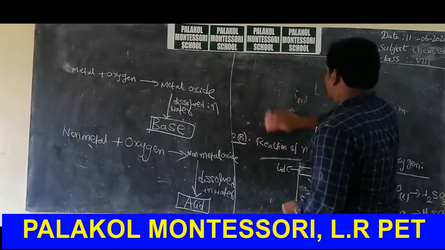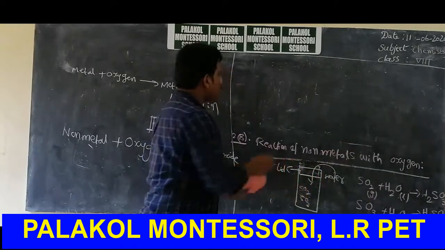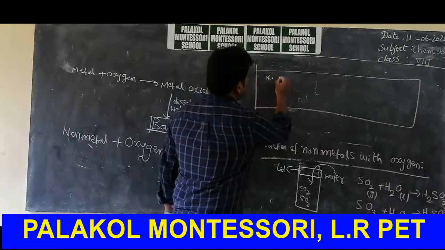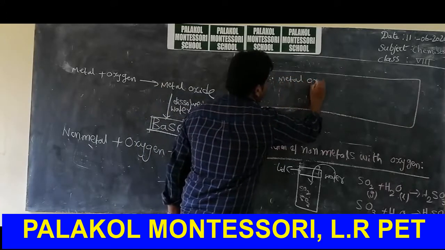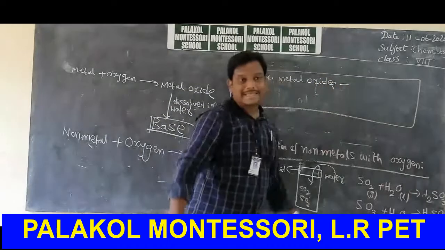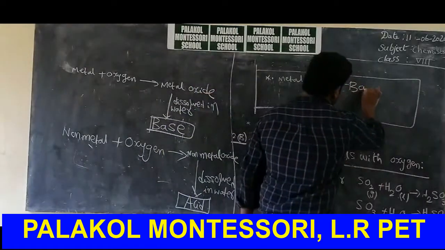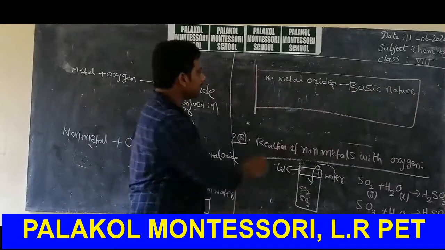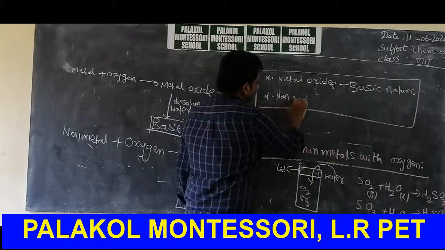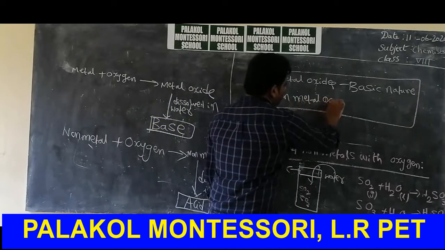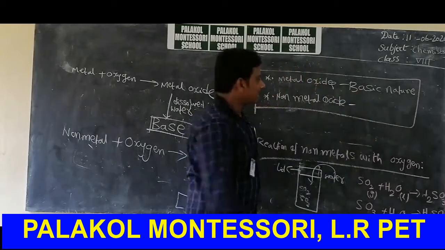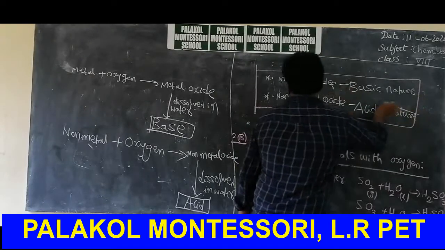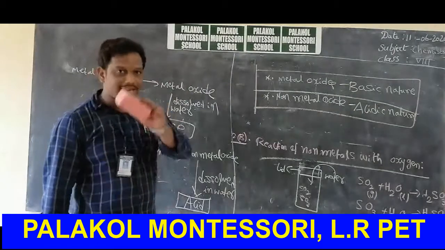So finally what we concluded is a simple point: metal oxides, nature is basic, very important point. What is the nature of metal oxides? Basic nature. What is the nature of non-metal oxides? Acidic nature. So, from this acidity and basicity concept, we can classify elements as metals and non-metals.